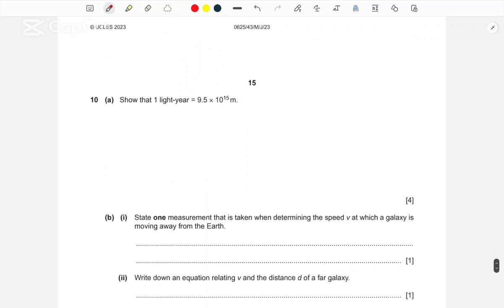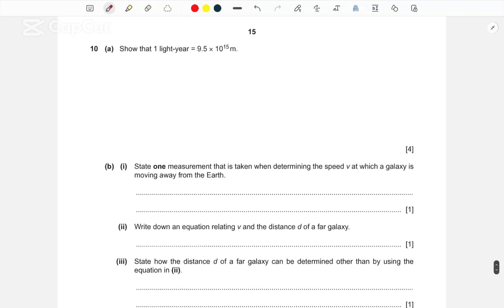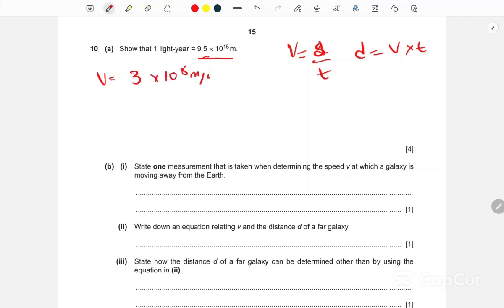Number 10a, I believe this is the last question. Show that 1 light year equals 9.5 times 10 to the power of 15 meters. So we know that a light year is the distance light travels in 1 year. So we have the speed formula, which is speed equals distance over time. We can rearrange this, and distance becomes speed times time. So the speed of light, we know it's going to be 3 times 10 to the power of 8 meters per second. But for the time, it's going to be 1 year.